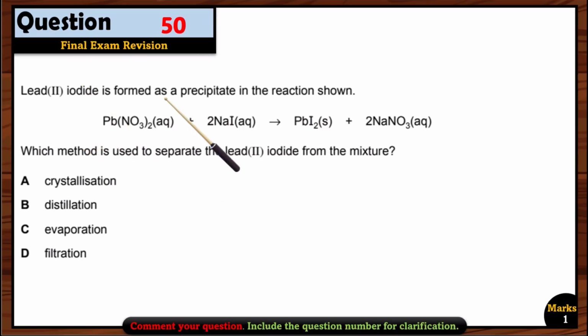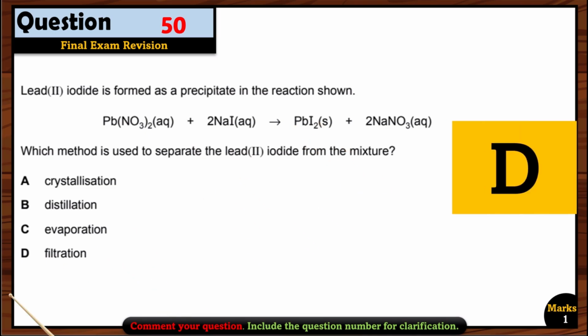Question 50. Lead iodide is formed as a precipitate in the reaction shown. Okay. Which method is used to separate the lead iodide from the mixture? Okay. If you see, lead iodide is insoluble, right? So we cannot use crystallization. We cannot use distillation. We cannot use even evaporation. So filtration is the right method. After filtration, we have to do evaporation, but first of all, we have to separate. So for separation, because it is insoluble, filtration is the best option, that is D.